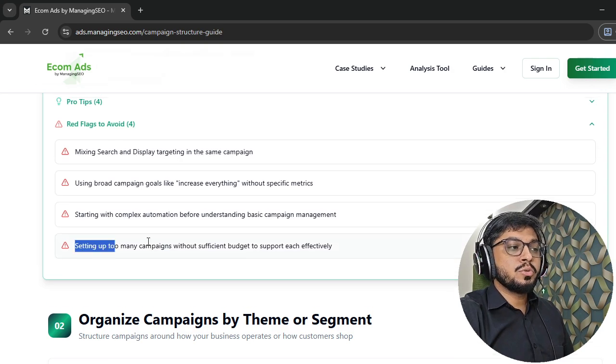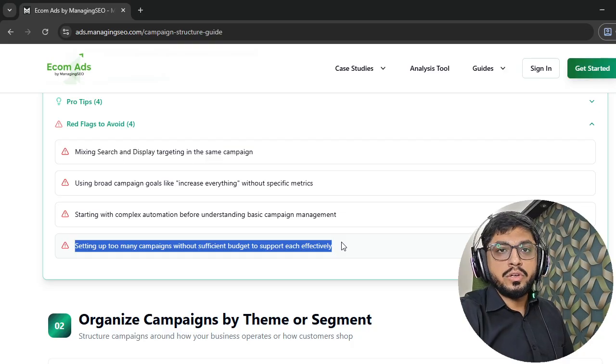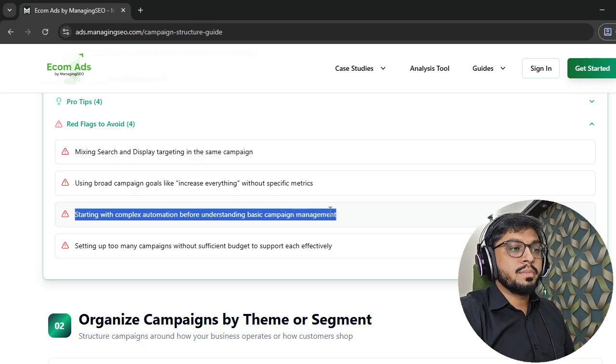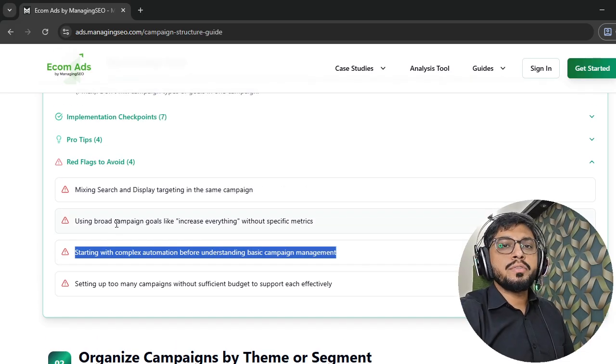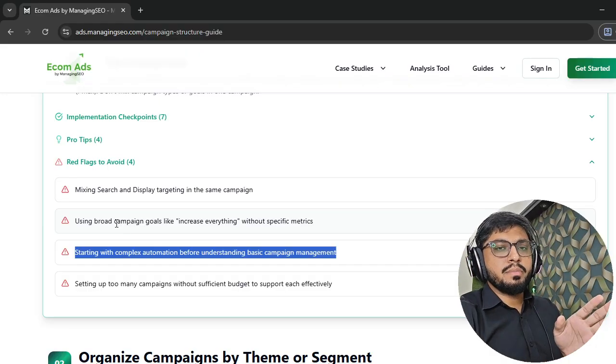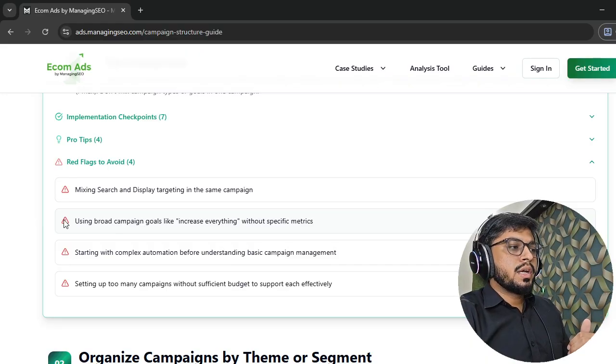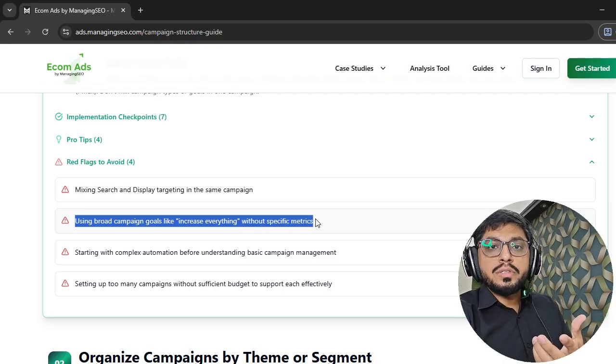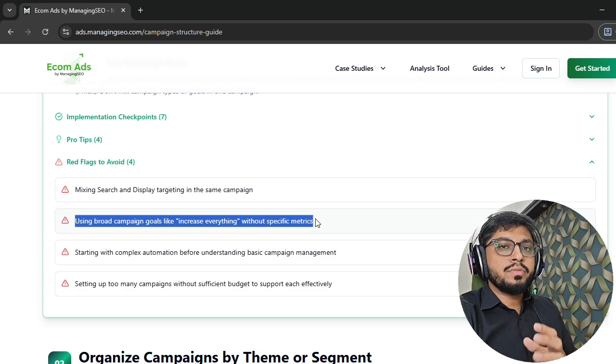Setting up too many campaigns without significant budget is not going to help you, obviously. And starting with complex automation before understanding the basic management. It's like if you don't have 30 to 50 conversions and you start with the PMax campaign. The PMax campaign is sort of the automated campaign. You cannot start with the automatic campaign without having some results in your account. And apart from that, using broad match types, and then later on if you have to scale, you just increase the budget. It's going to mess up the whole account.